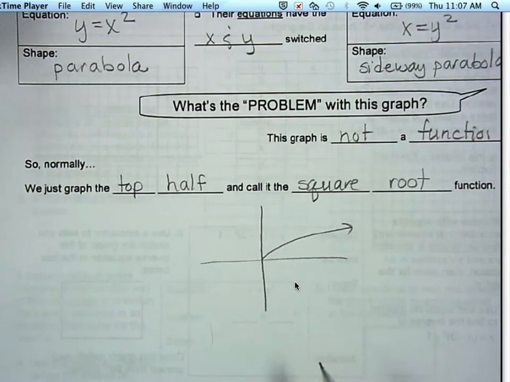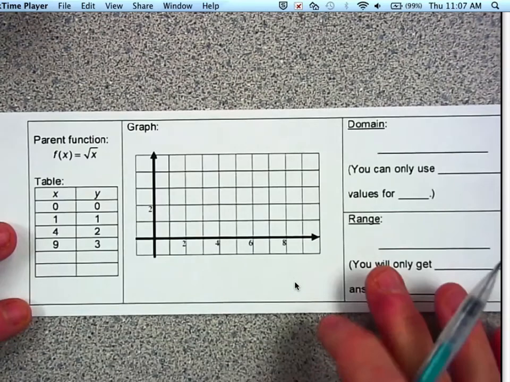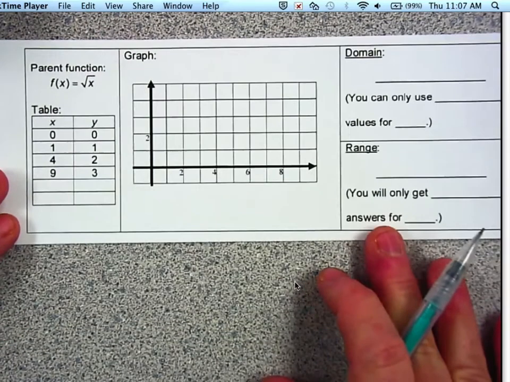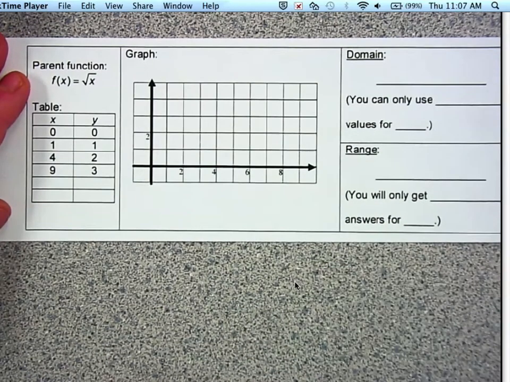Now you have this little piece of paper. This is the square root parent function. We're going to finish filling out the table and graph it, and then we'll put it in.